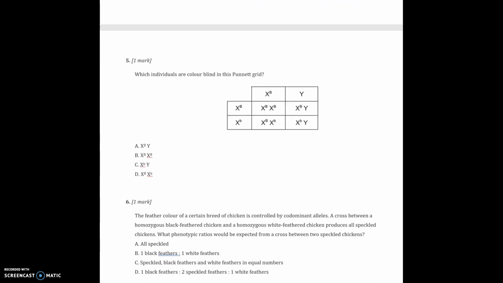In question 5, it's asking which individuals are colourblind in this Punnett grid. The only individual that is colourblind in that Punnett grid is this one. Therefore, the answer is C.